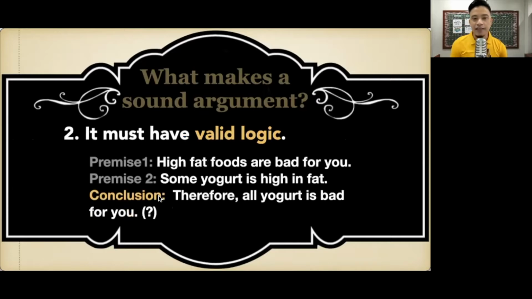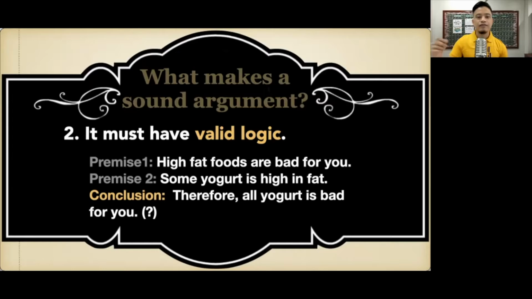Let's take a look at the second characteristic. It must have valid logic. What does that mean? We mentioned last week that logic is the math of life. It's what we use to understand what is common sense, what is not contradicting. So let's take a look at this argument. Premise 1, high-fat foods are bad for you. Premise 2, some yogurt is high in fat. Conclusion, therefore, all yogurt is bad for you.